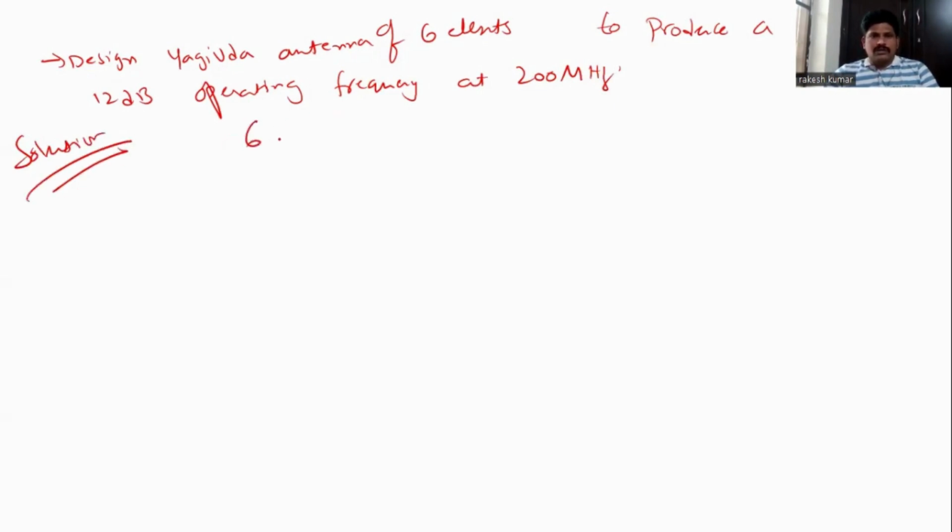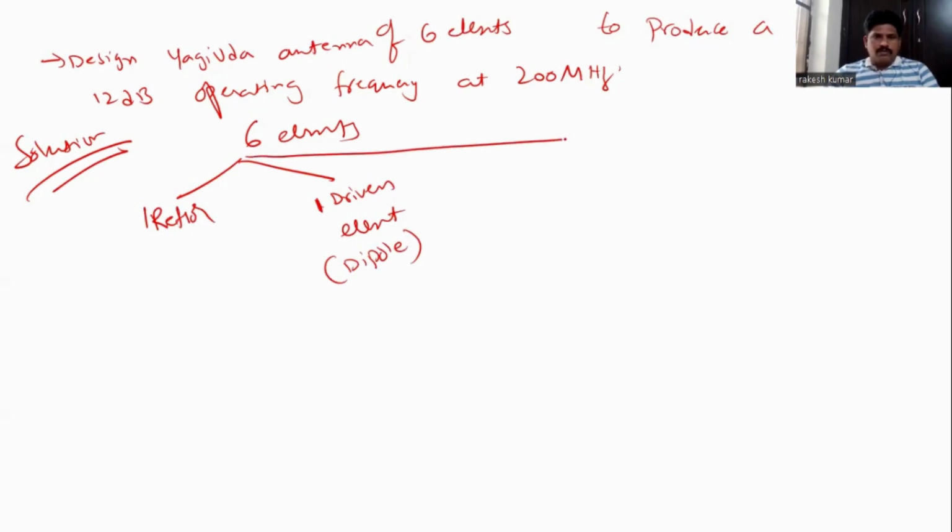They have told that totally 6 elements. 6 elements means first divide that. What are the 6 elements? We will have only one reflector, one driven element, or we can call it a dipole. Two completed. Remaining, how many directors will be there? 4 directors. So one reflector, one driven element, and 4 directors. Okay, now let us see here. What is the first one?